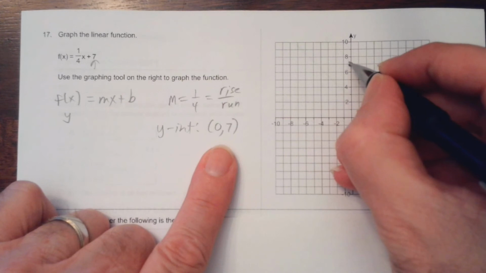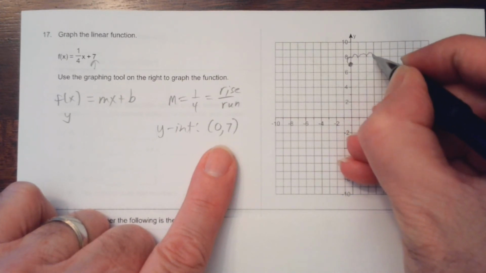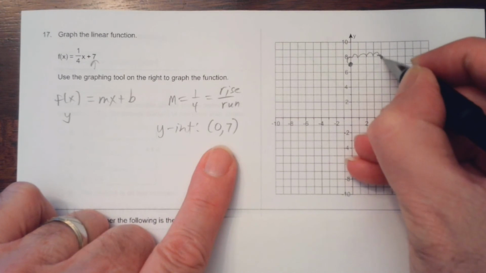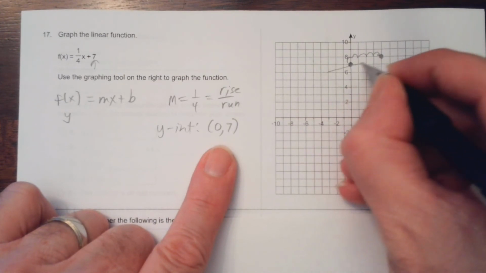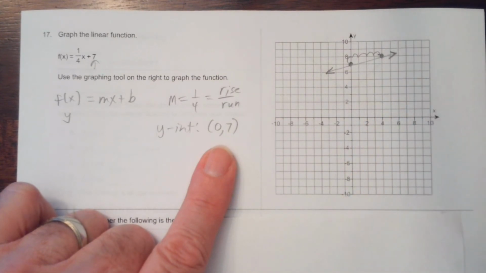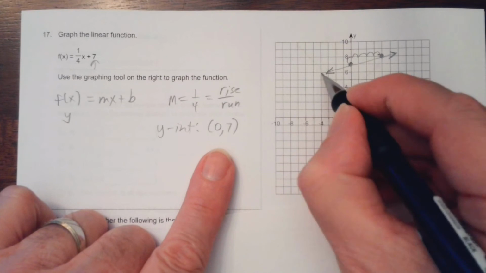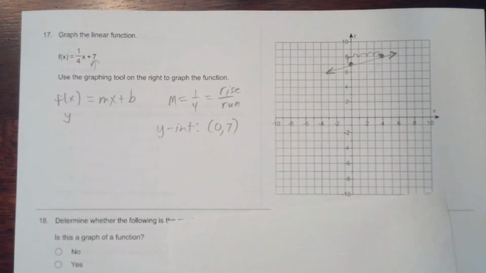We're going to rise 1, and we're going to run 4. 1, 2, 3, 4. Puts us right here, and you can draw the line. You could go up 1 and right 4 again if you wanted another point, or you could go down 1, left 4, down 1, left 4. That would also work. All right, let's move on to number 18.